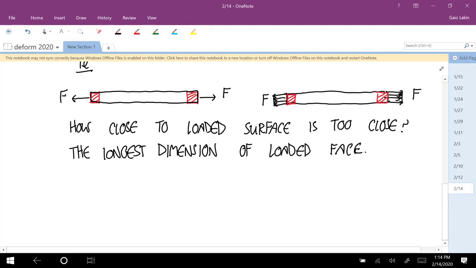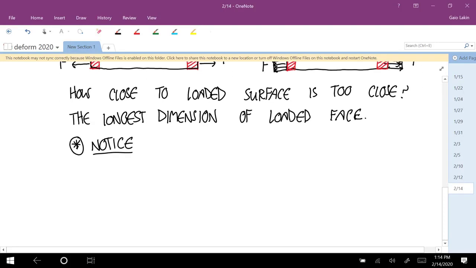Okay, so what that means, so notice that's useful if you have long, slender beams or something. It's not very useful in some cases; it just simply means you can't make that substitution.